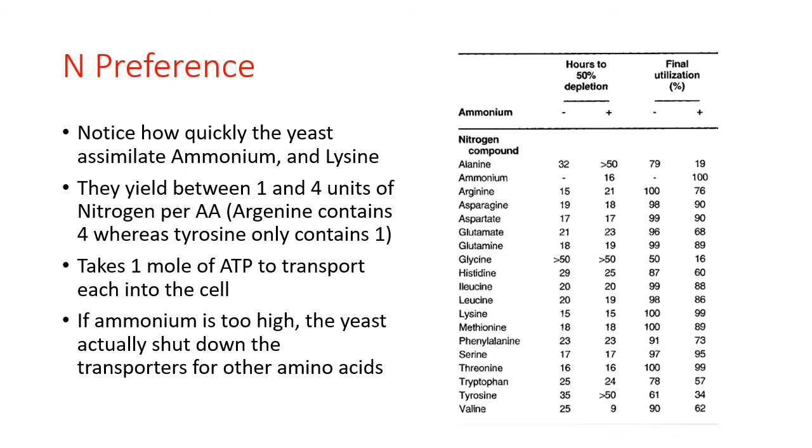Now, not all amino acids are created equally, because arginine is something that they really quite like. You can see that they assimilate it quickly, and there's a reason for that. There's a lot more energy available out of that one amino acid, whereas tyrosine isn't really very good for it.